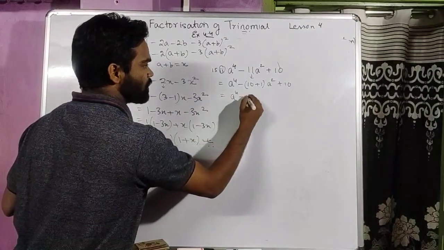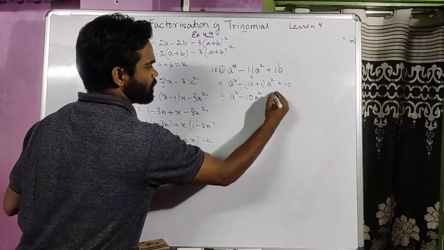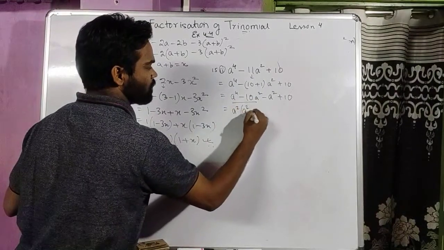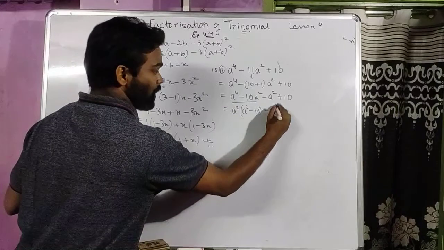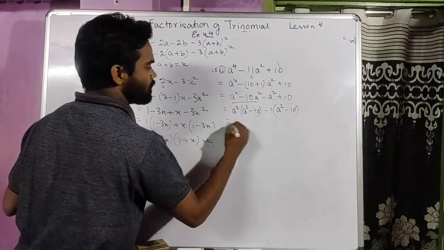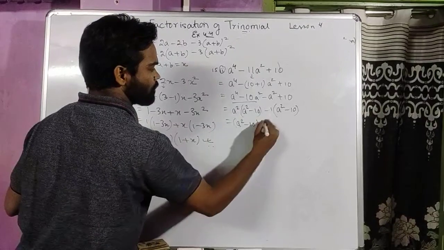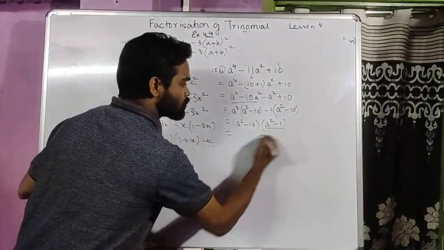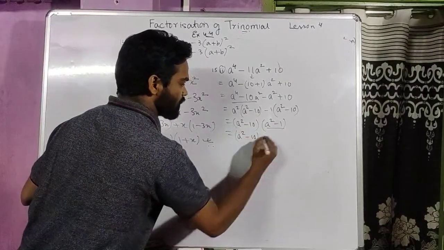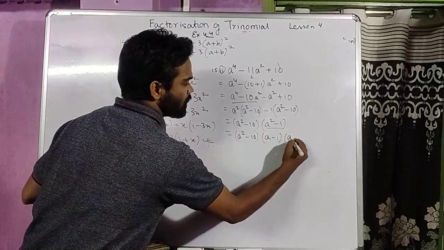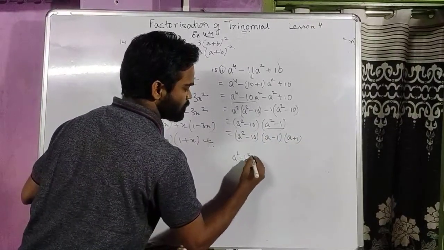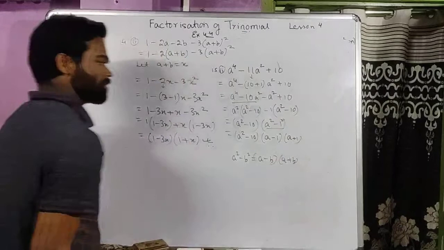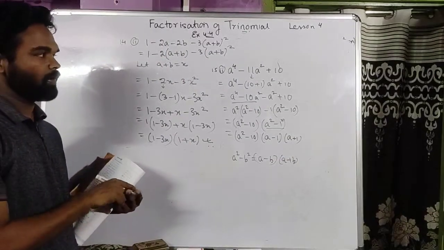So this is a to the power 4 minus 10a square minus a square plus 10. Over here we can take a square common, so a square (a square minus 10), minus 1 taken common, so (a square minus 10)(a square minus 1). Now we have done in the previous exercise, a square minus 1 can be further factorized as (a minus 1) and (a plus 1). Remember, a square minus b square is (a minus b)(a plus b), and any day we can write 1 as 1 square. Am I clear?